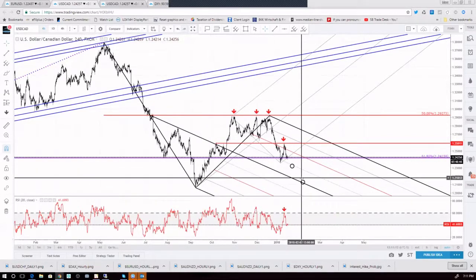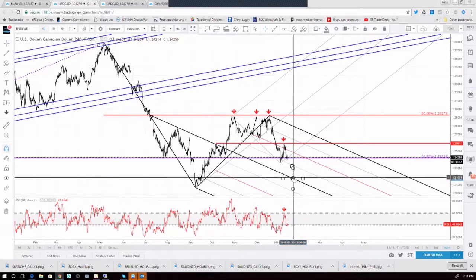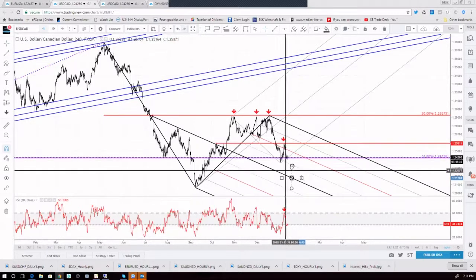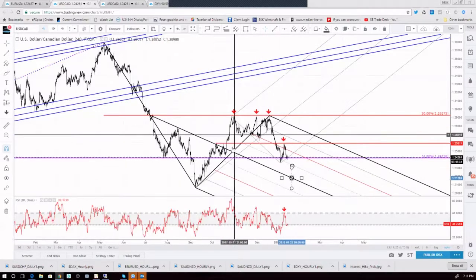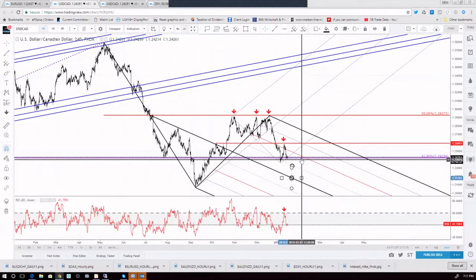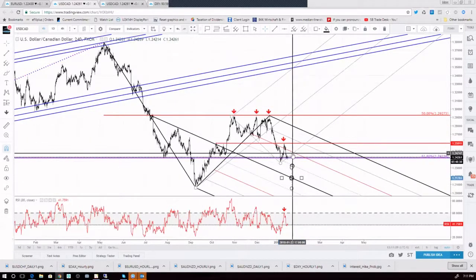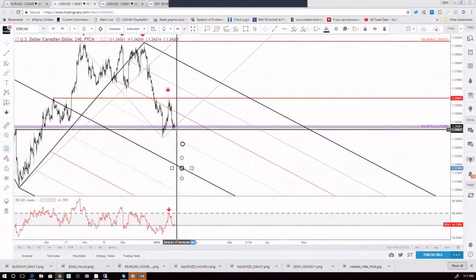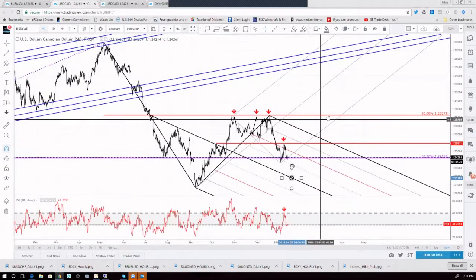On a 4 hour chart, this modified Schiff fork hasn't really been, how shall I say it, if the median line isn't reached, then it's not really certain that this fork will do anything. On the other hand, I've got an upsloping fork that I thought yesterday would hold, but it didn't hold, so I'm just going to take this away.